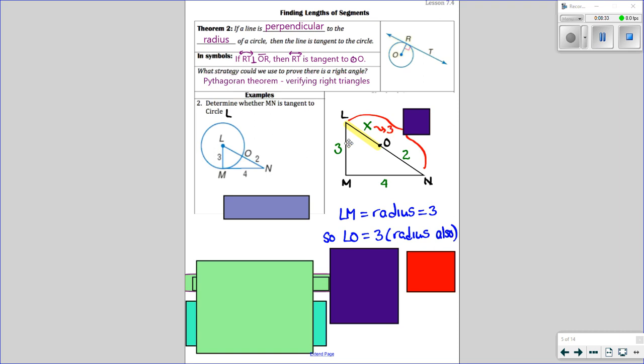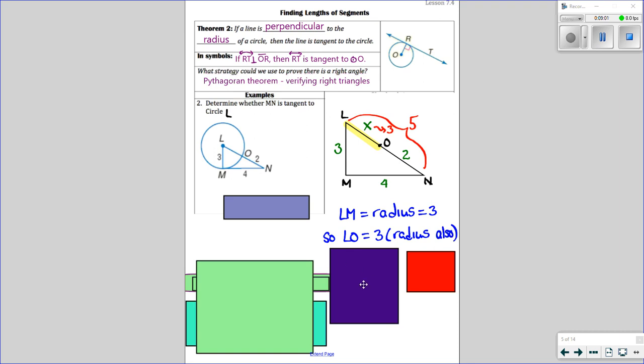We're trying to prove if this triangle is a right triangle. In order to do that, we need to use the Pythagorean Theorem. We have LM as 3. We have MN as 4. Do we know what LN is? Yes. The 2 that they gave us and the 3 that we determined because it's a radius, equal to what is given in that circle, which is 3. That will give us 5.